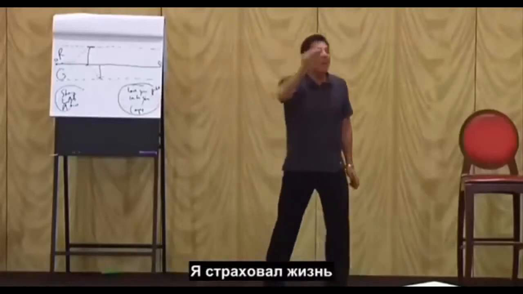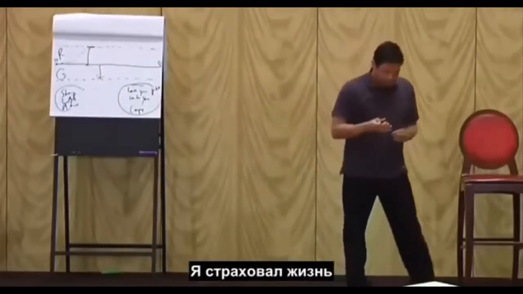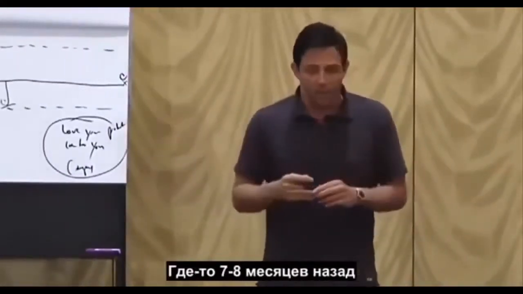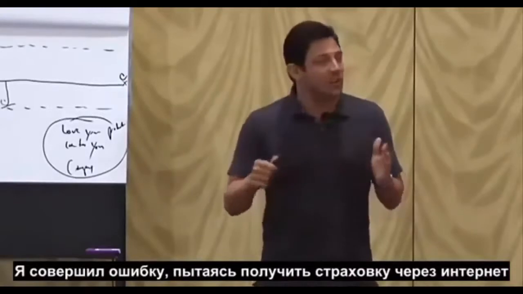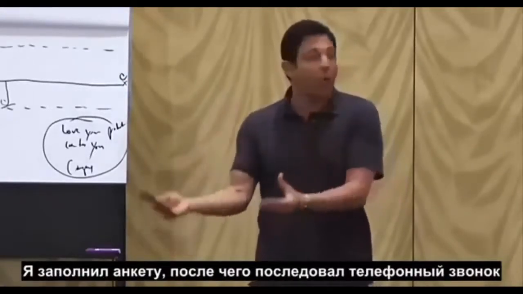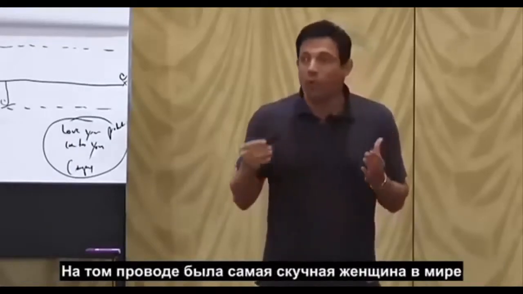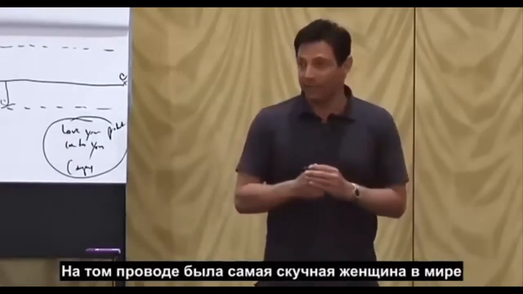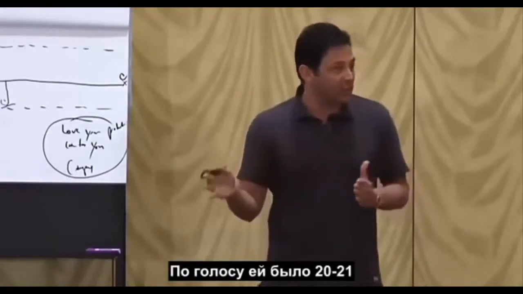I'll tell you a story. I was getting life insurance. This is a great story. Before I left for Australia, the last time I was going, it's like seven, eight months ago, I made the fatal mistake of trying to get it over the internet. And I filled out this whole application, which generated a phone call from some woman who was the driest human being on the planet. She was 20, 21 years old by the sound of her.